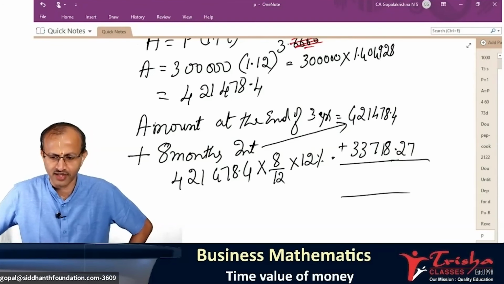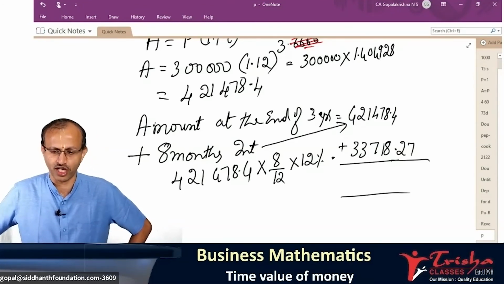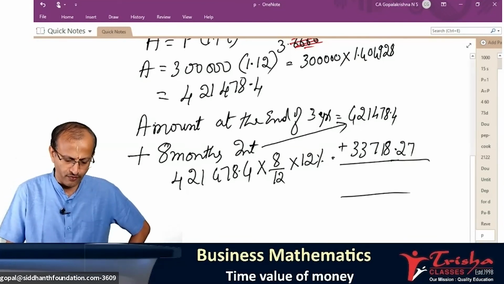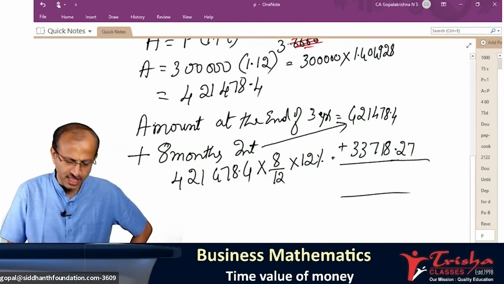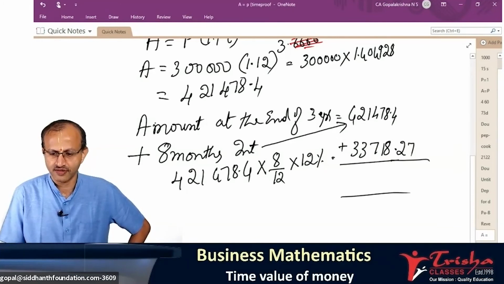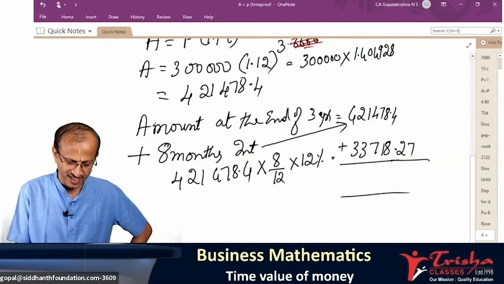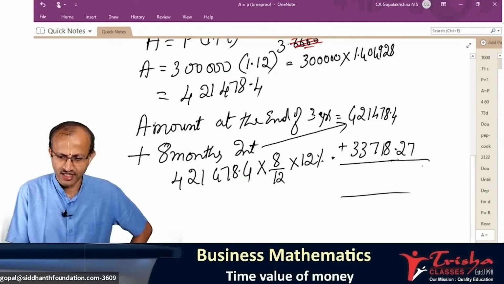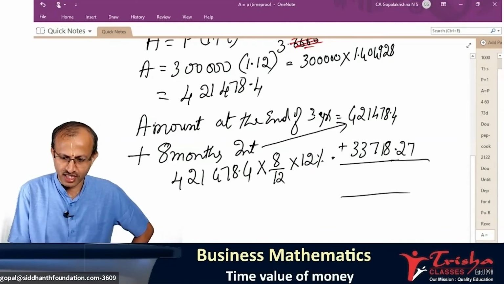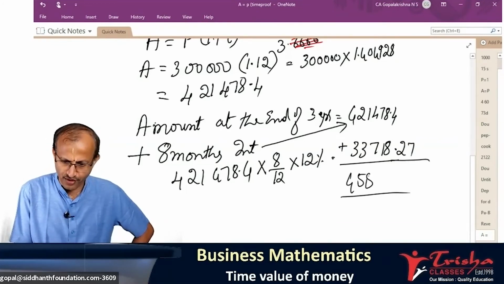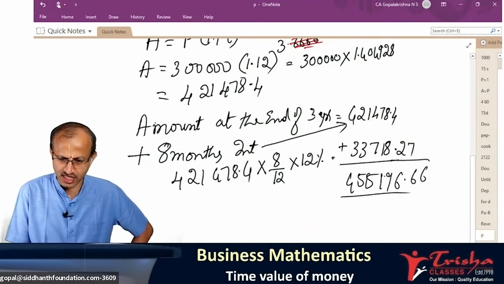Adding the 33,718.27, quick, what is your total? Adding 4,21,478 plus 33,718. The calculators are working, right? Anyone tried? Quickly. Rakshita tells 4,55,196.66. 66 or 67?